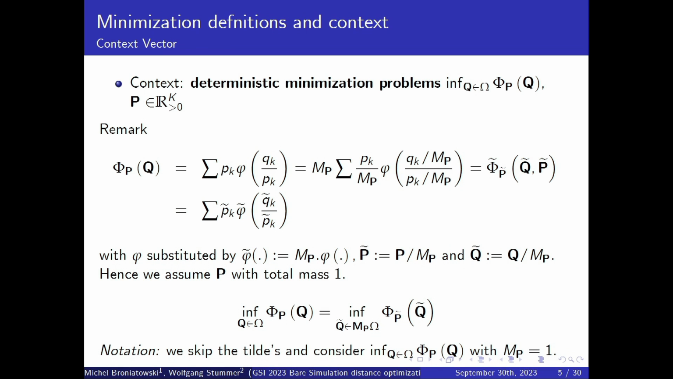Okay, so we have two contexts. The first one is the context of deterministic optimization problems, and this slide is only to say that, up to a normalization, we can suppose that all entries of P are, firstly, positive, and secondly, add to 1. So the context is that P will be a probability vector with non-null components in R^k on points 1 to k.